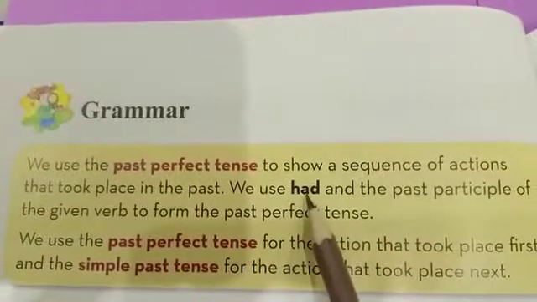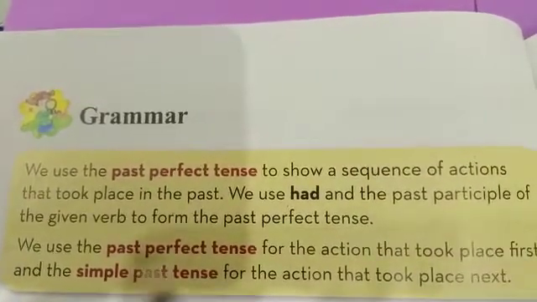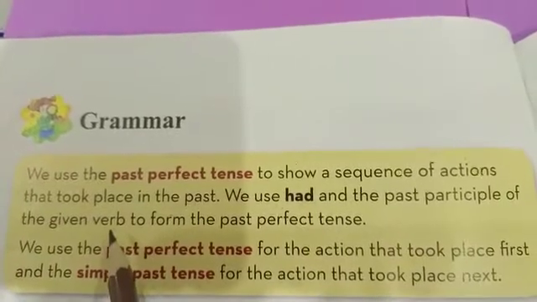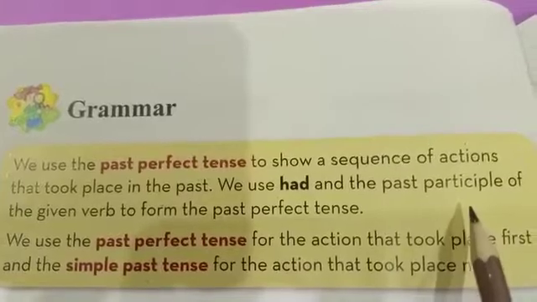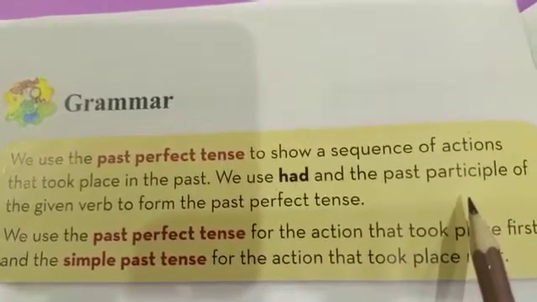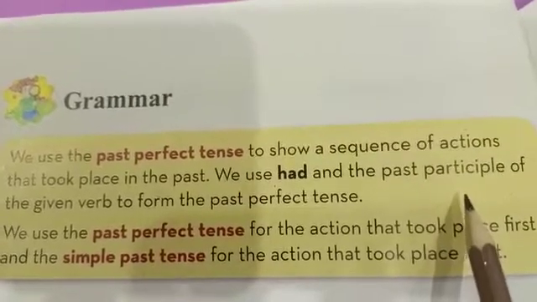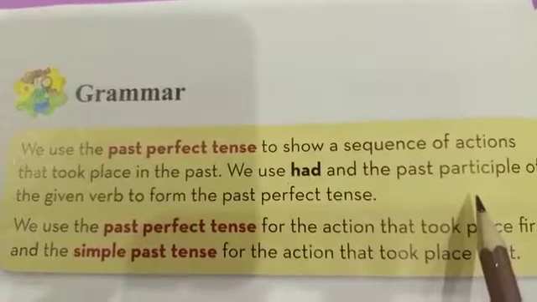We use the helping verb had and the past participle of the given verb. What is past participle? Dear students, the past participle is the form of verb typically ending in ed in English, which is used in forming perfect tenses.